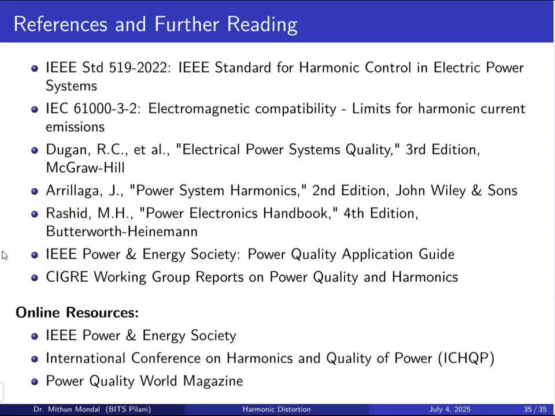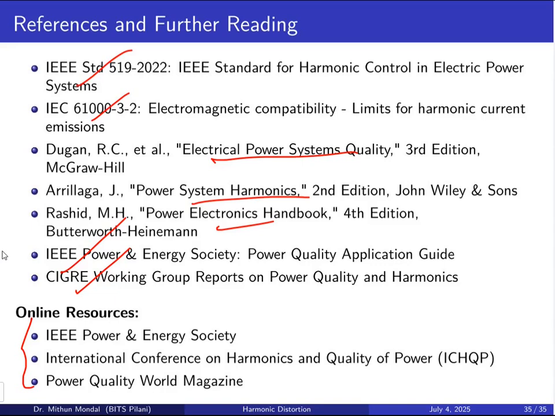Some of the references you can look at are the IEEE standards, the IEC standards, and some of the famous books on electric power quality and harmonics. Some handbooks are there, and standards given by IEEE and CIGRE. Online resources are also available from the Power and Energy Society and the Harmonics and Quality of Power magazine.